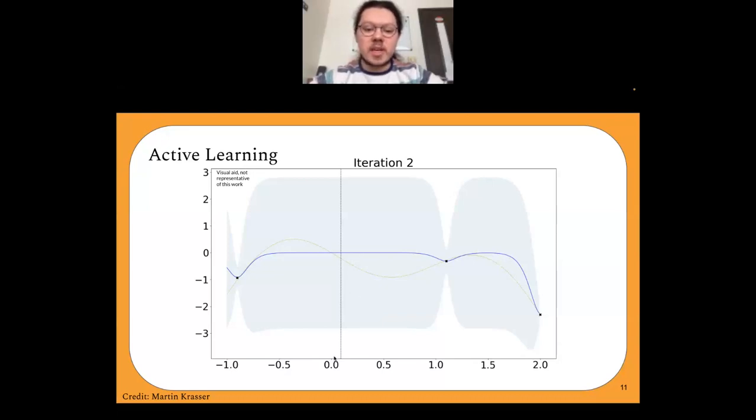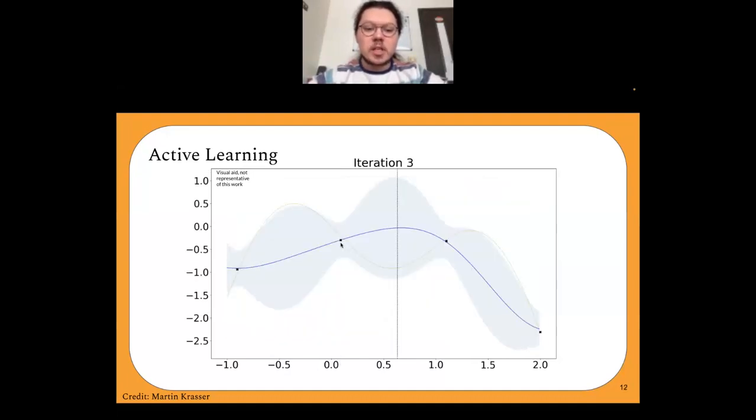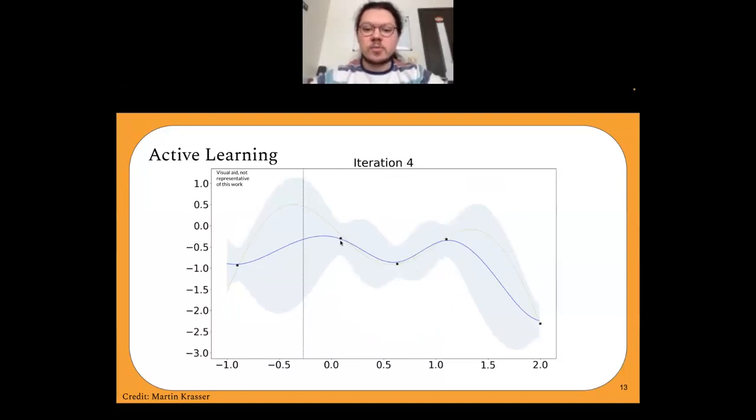Now we do the same thing again. We identified that the largest region of uncertainty is around this 0.1 input. So we place one more simulation there, and then one more time, and we can do this ad nauseam. But the point is that I'll stop here because the example starts to be very clear.